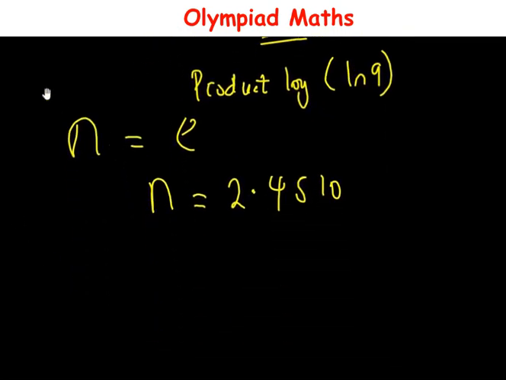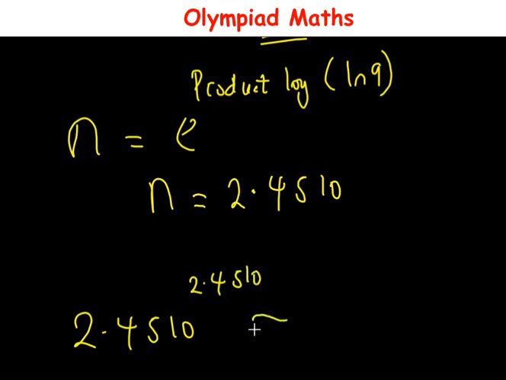Now this means that if you raise 2.4510 to 2.4510, you will approximately get the value to equal 9. So with this, you have gotten the value of n.